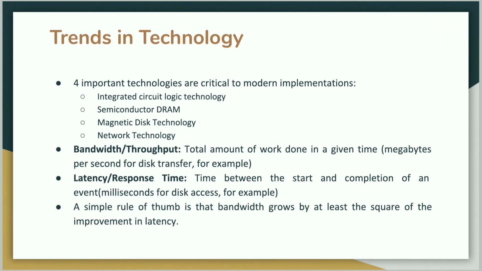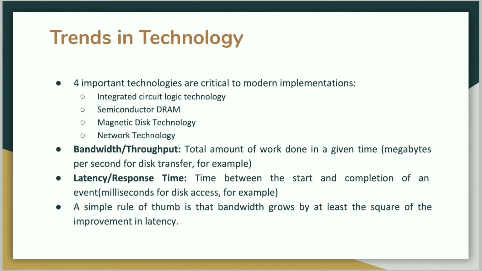So we'll start with the different trends in technology. There are four important technologies that are critical to modern implementations. First is the integrated circuit logic technology. Then you have the semiconductor DRAM, magnetic disk technology, and network technology. These four technologies are very critical because of the role they play in the implementation of modern technologies.